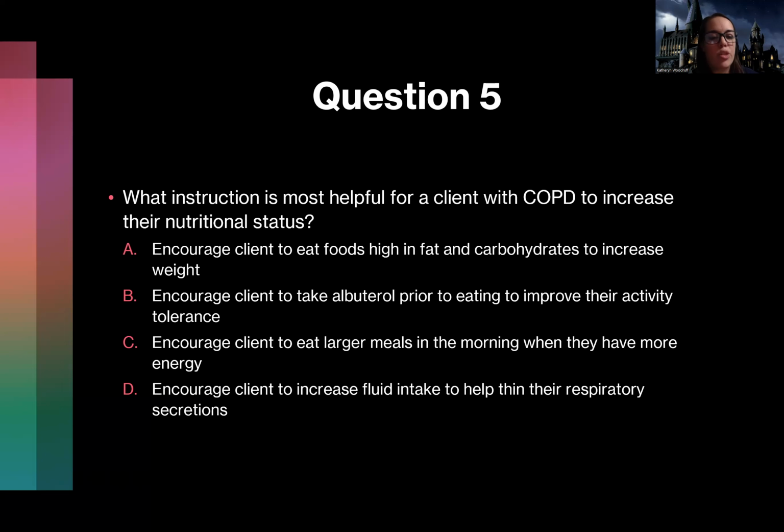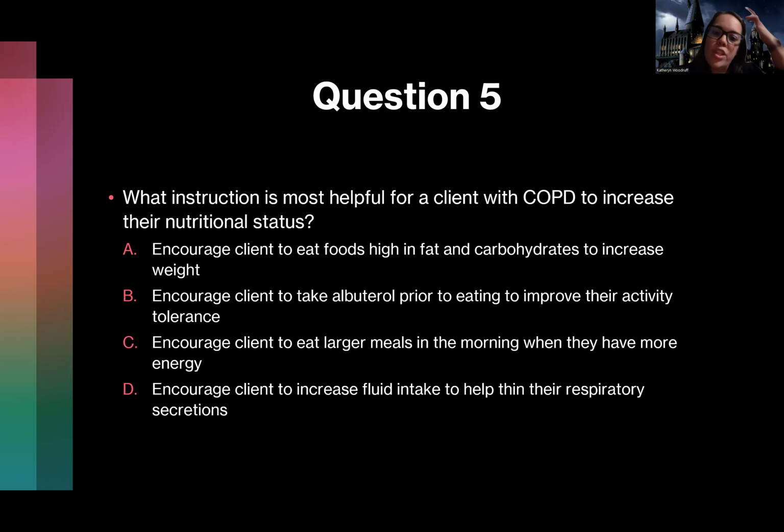D is encourage client to increase fluid intake to help thin their respiratory secretions. Well, this sounds great. I like this. And my professor said this so many times: fluids thin out those secretions. But then I have to go back to the question, because if I have two answers that I think might be correct, if I like B and I like D, I have to see which one most directly answers the question.